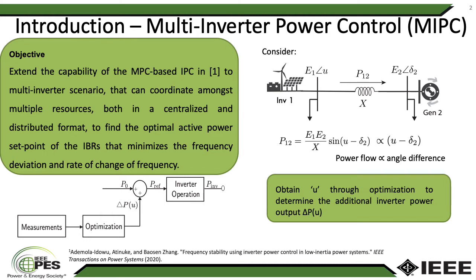The general idea of the IPC controller is to capitalize on the fact that the power flow between buses in the power network is proportional to the angle difference between the buses. Therefore, if we use the angle of the inverter as a control variable in an MPC-based optimization problem, then we can determine the additional amount of power each inverter should produce in the event of a disturbance to the grid.